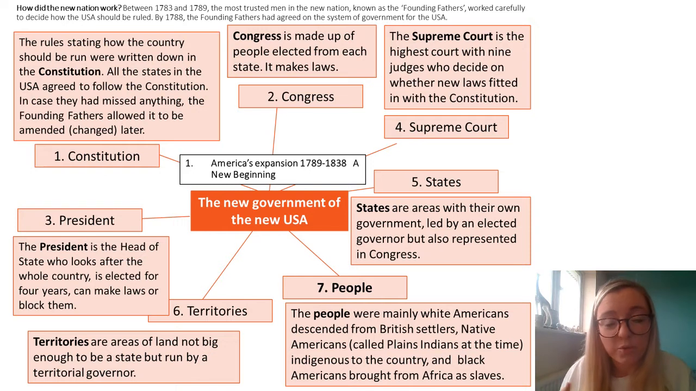And then the people we've looked at already. The people are a mixture of white Americans, Black Americans, and Native Americans. The white Americans actually descend from Europe, they are early settlers from Europe. The Native Americans at this time would have been called Plains Indians. It's okay for us to say that. And Black Americans were brought from Africa as slaves to work on plantations.